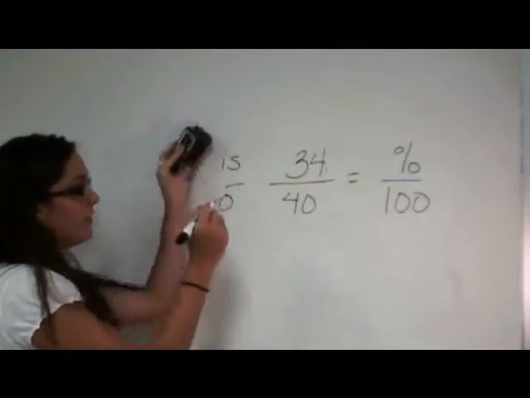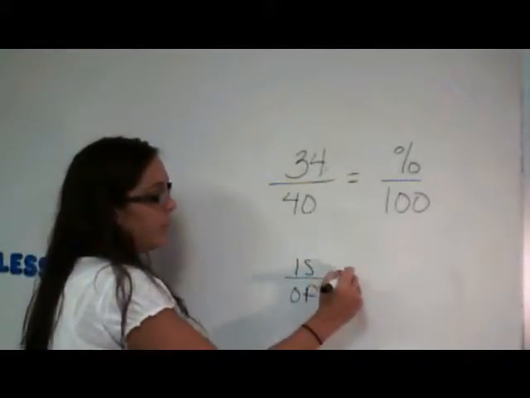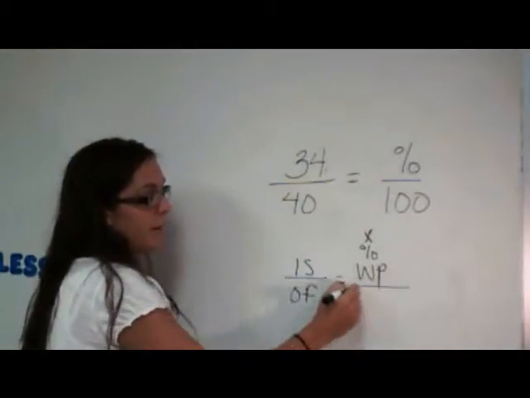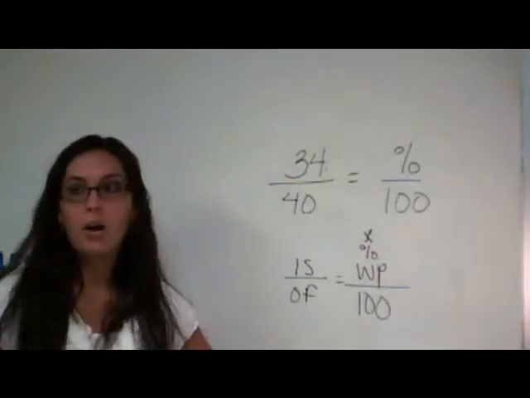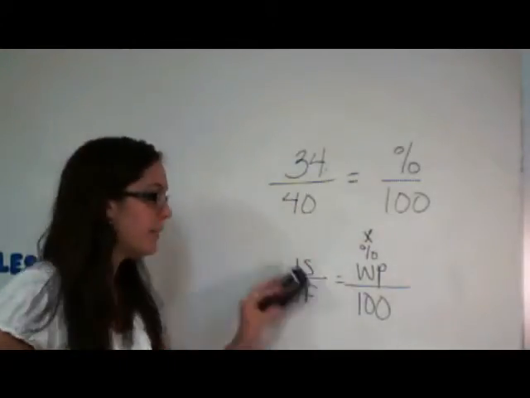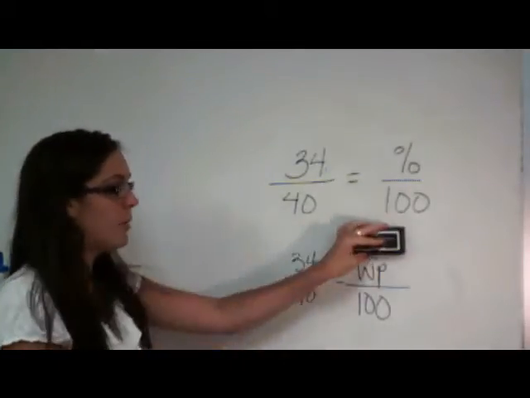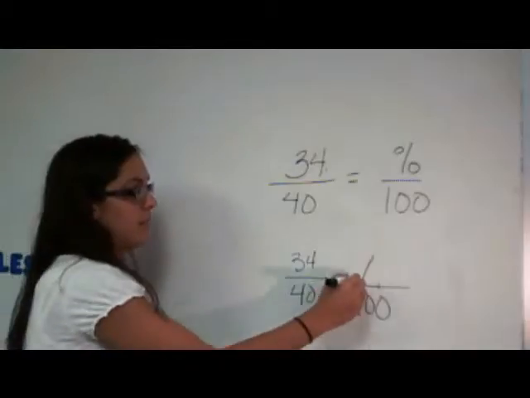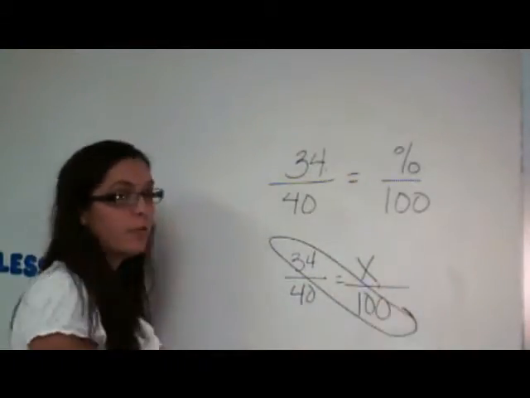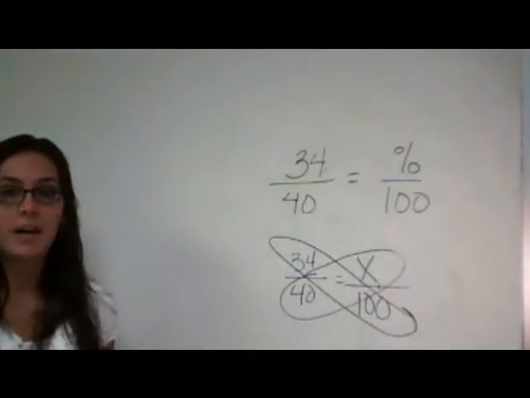is over of, actually let's just go down here, is over of equals what percent, or you can just have your percent here, or even just a variable x, because that's what we're looking for, over 100. We have 34, we have 40, I'm going to place in an x. With proportions, you want to cross multiply.